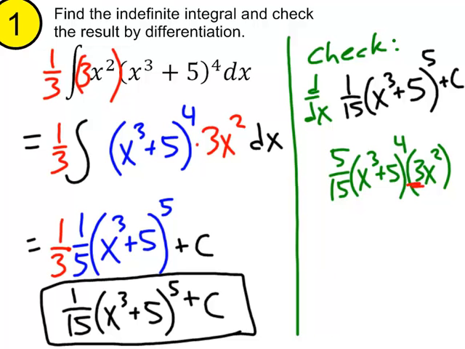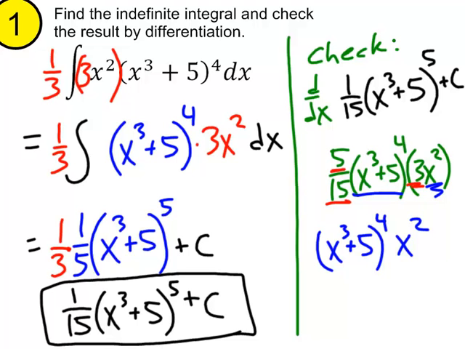I see that this 3 and this 5 give me 15 over 15, so that all divides out to just 1. And what I have left over is (x cubed plus 5) to the 4th times x squared. And if I go back to our very original problem, we see that that is exactly the integrand that we were trying to anti-derive in the first place. So check.